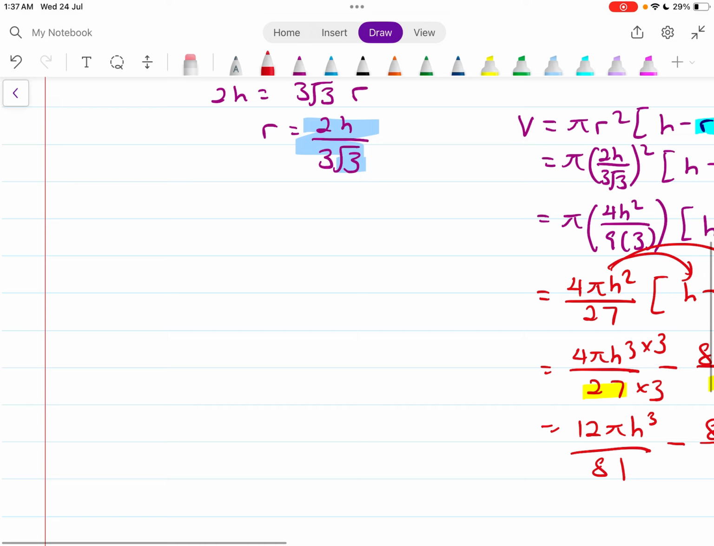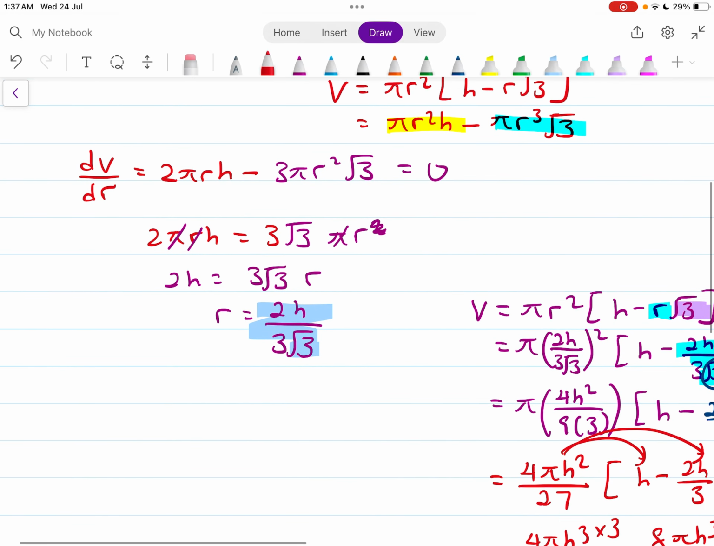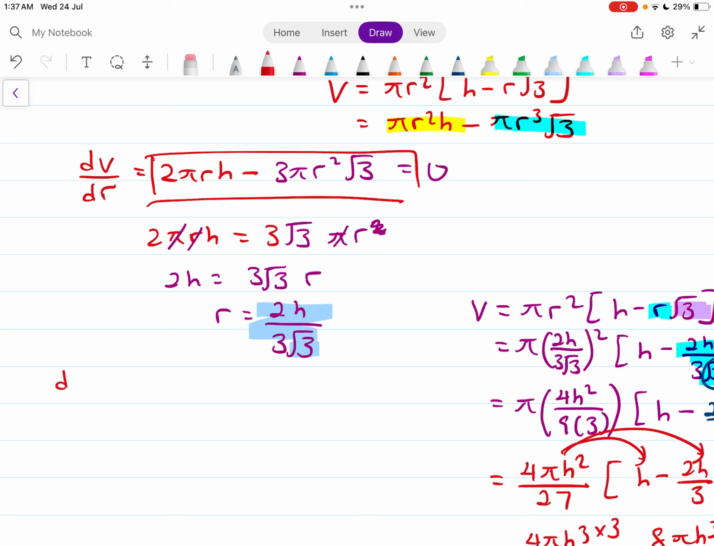So for example, I go back to the thing first. Where is it? Okay, I saw the thing. Okay, so you see this one. So this is your dV/dr. So I need to do my second derivative, d square V over dr square. So of course, this one is 2 pi h minus 6 pi, because this thing brings down, right? So 2 brought down becomes 3 times 2, 6, right? 6 pi r square root 3.